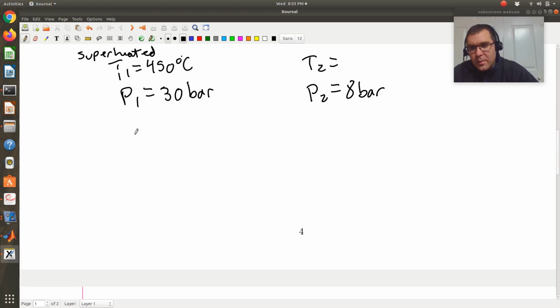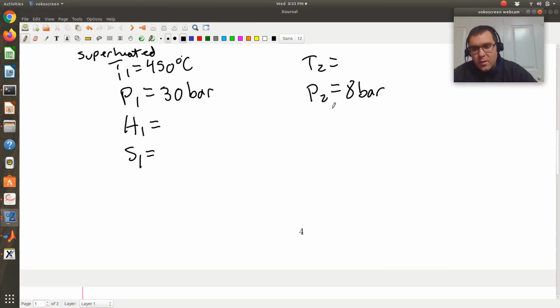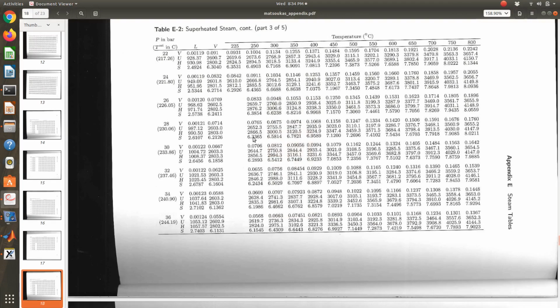Okay, so then I'm going to find my column of 450 degrees, and I'm going to read off H1 and S1. Okay, so 30 bar, 450 degrees C. Here's H1, 3344.7. And then S1 at 450 degrees is equal to 7.0853.